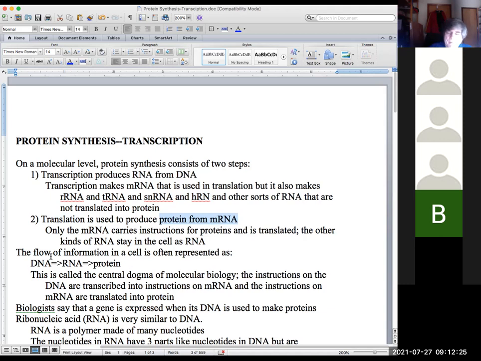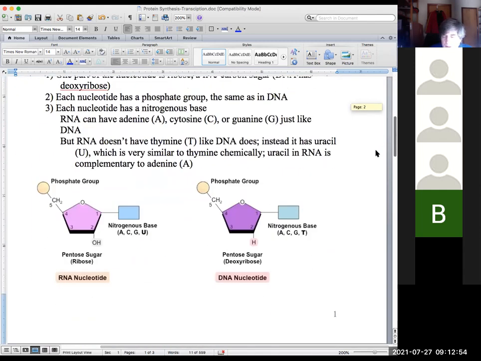So the flow of information in living cells is usually represented as DNA makes RNA, makes protein. And notice here we're talking about an information flow. The DNA isn't converted to RNA, but the information on the DNA is used to build RNA. The RNA isn't converted to protein, but the information on the RNA is used to build protein. So let's look at transcription.